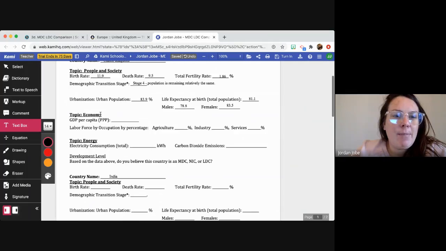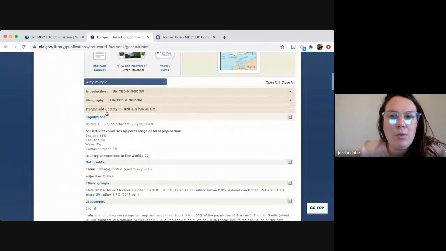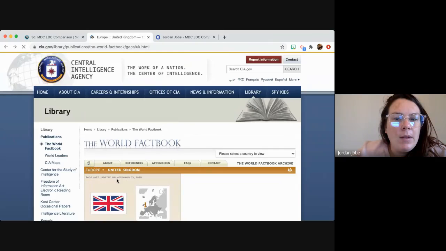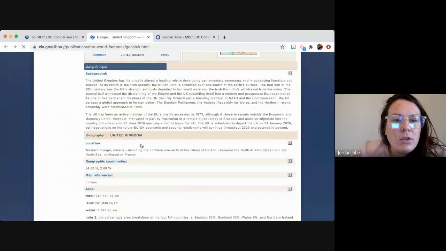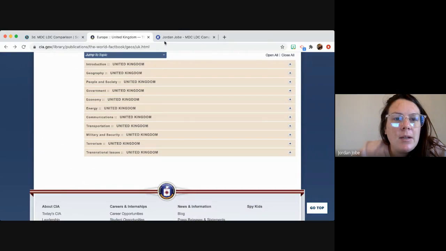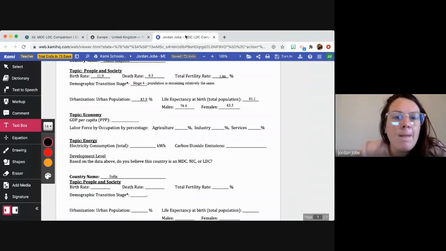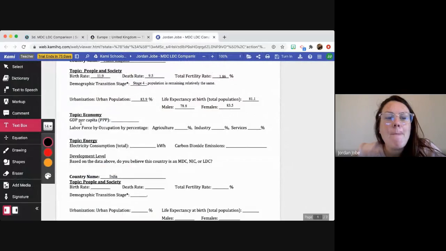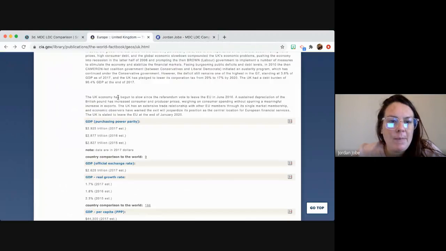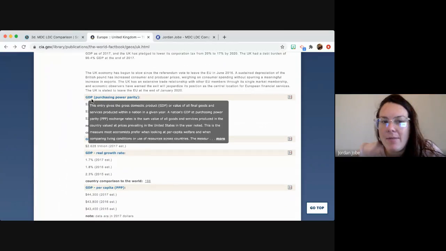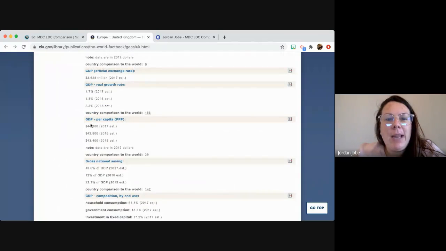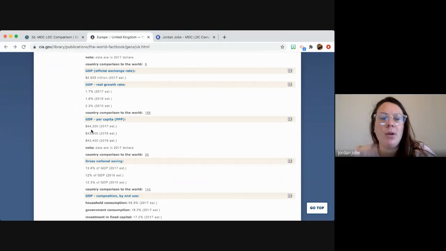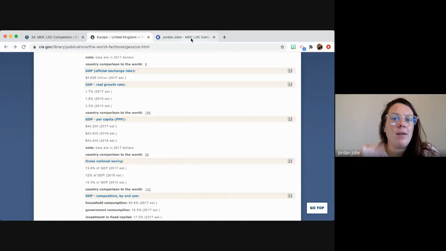Then we move on to the next topic or category, which is economy. So we can close the population. Nope, that's not what I wanted. Go back. Okay, we can close the population one. And what did I say we were looking for? Economy? Yes. Okay, then you open the economy. And the first thing that we are looking for is the GDP per capita PPP. Okay, so it's not the first one. All right, I'm looking for GDP per capita PPP. And our GDP per capita purchasing power parity is 44,300.